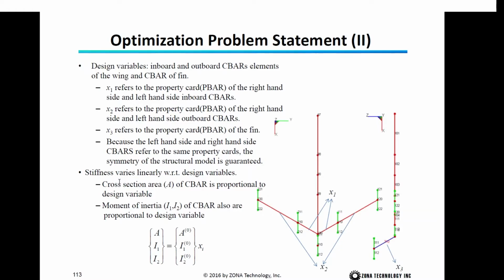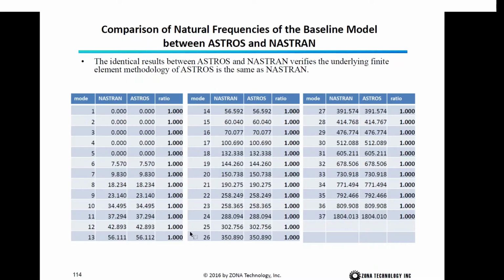So the stiffness varies linearly with respect to the design variable. Cross-section area A of C-bar is proportional to the design variable. Moment of inertia of C-bar is also proportional to the design variable.